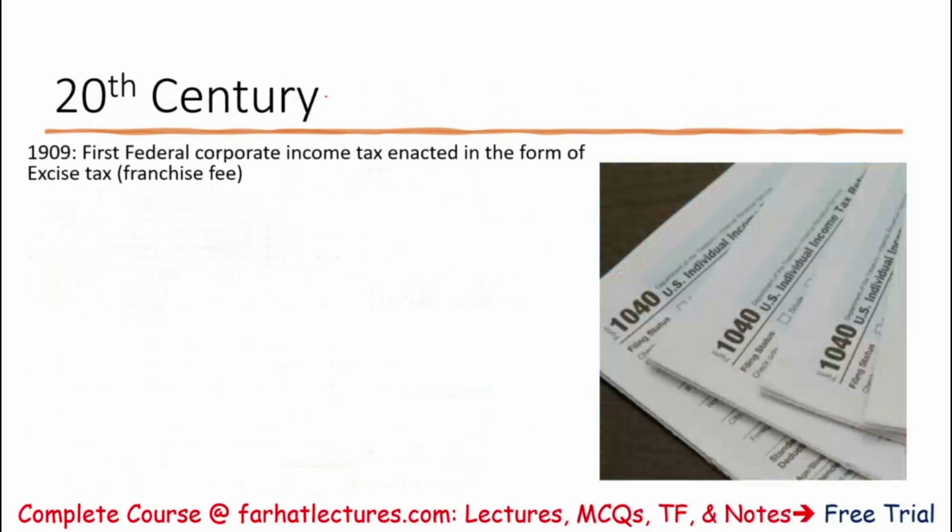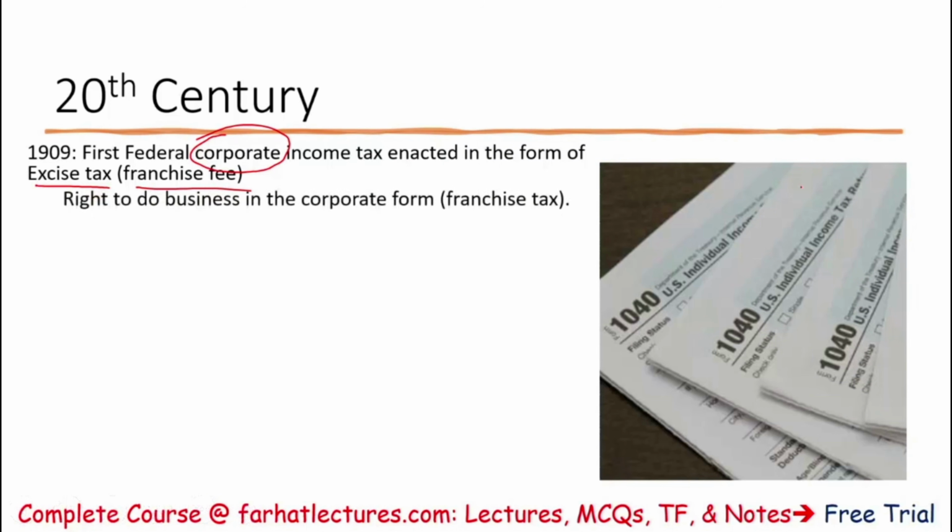20th century, starting with 1909, it was the first federal corporate income tax. So notice, not individual, corporate. So how did the government package this tax? Rather than an income tax, the one that was repealed, they packaged it as an excise tax, basically a franchise fee, a fee to be a corporation. This is how it was introduced. Basically, the right to do business in the corporate form.